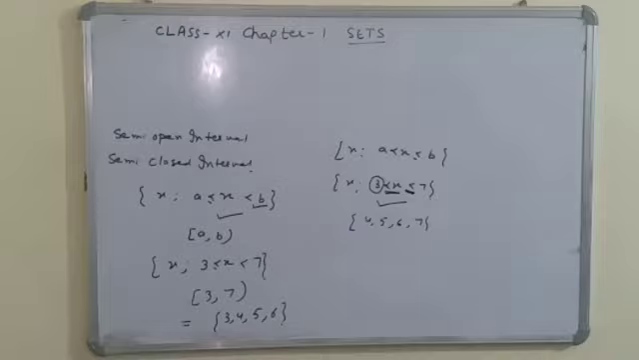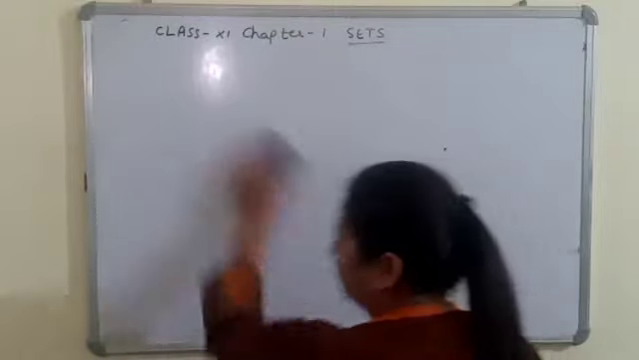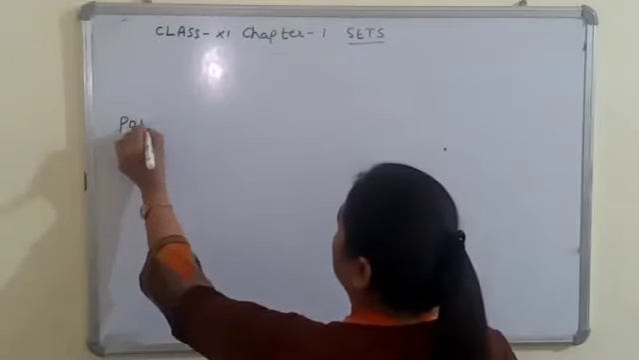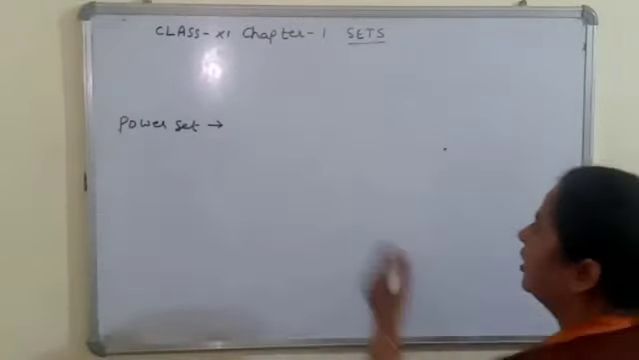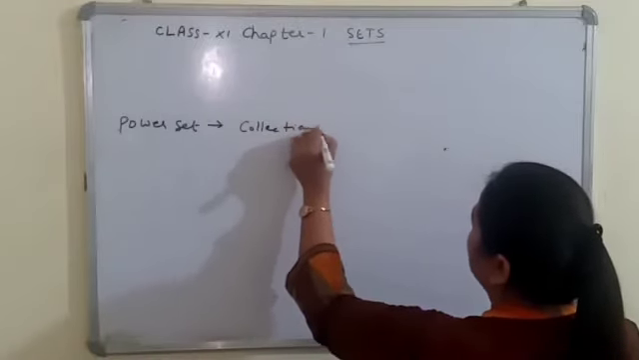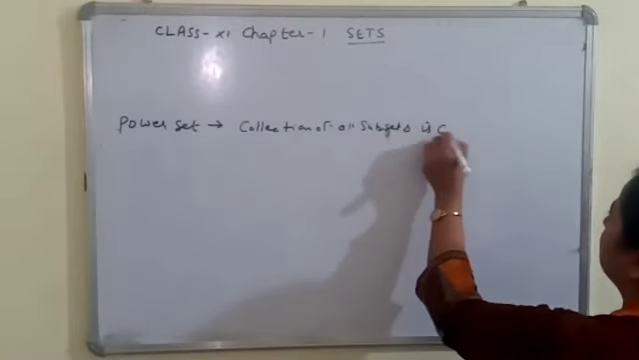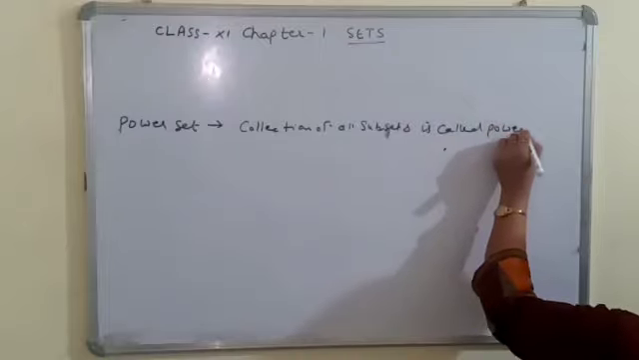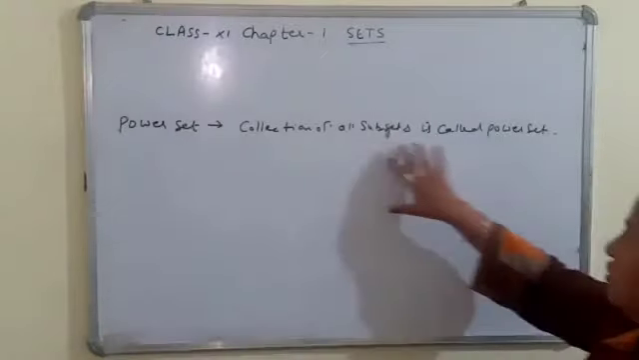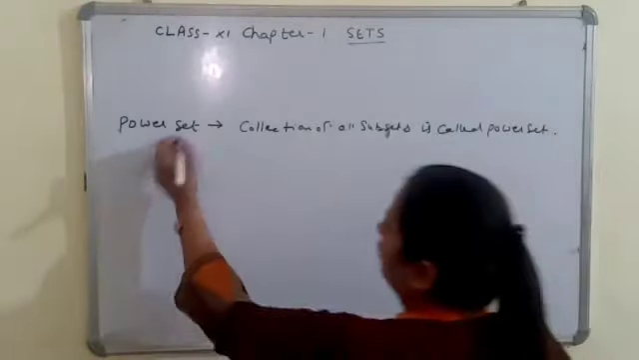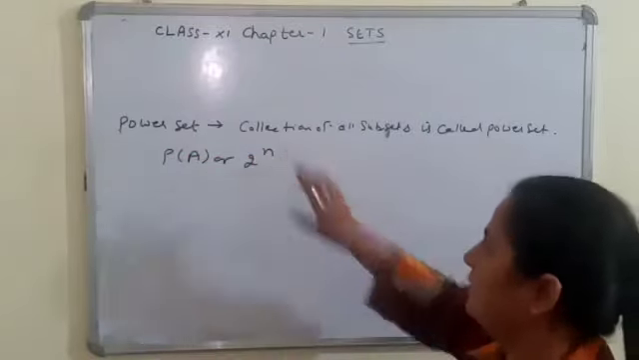What is the power set? Power set is a collection of all subsets. A collection of subsets is called a power set. In a power set, there are all subsets, or we can say it is a collection of all subsets. Let's see. We will denote it by this or this one, and n is the number of elements here.